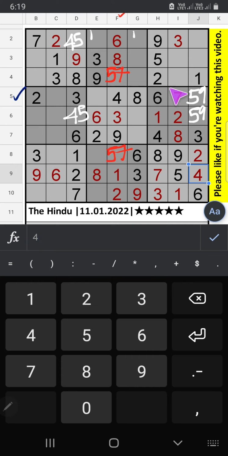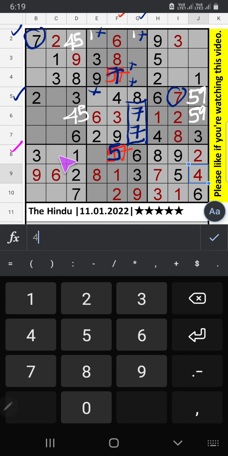5th row we have 7, so 7 can't come in this cell. 7 will come in any one of the cells, we will confirm later. 2nd row we have 7, so 7 can't come in these cells. Column G also we have 7, so 7 can't come in these cells, then 7 is confirmed here, then 5 is here.